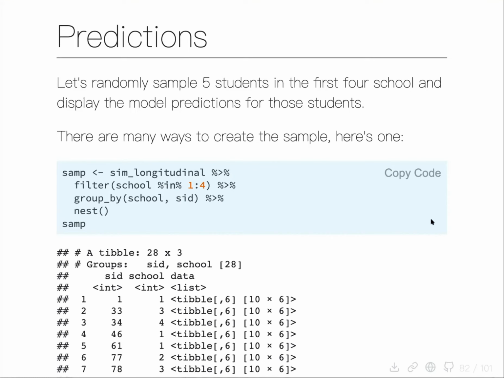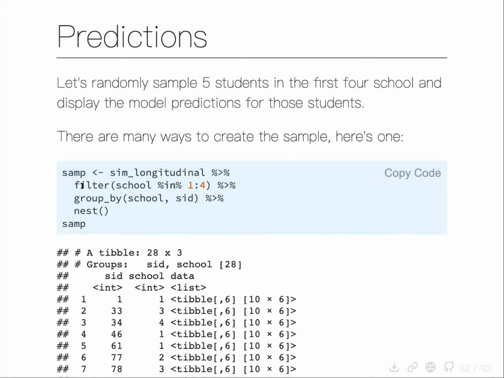Okay, so there are lots of ways that you could conceive of randomly sampling five students from each of the first four schools. Okay, there's tons of ways that we could do this. This is the way that I chose to do it, okay? Because it's a little bit trickier, I think, than you might otherwise expect because we have the data in this long format, right? So a given SID is repeated like 9 times, right?